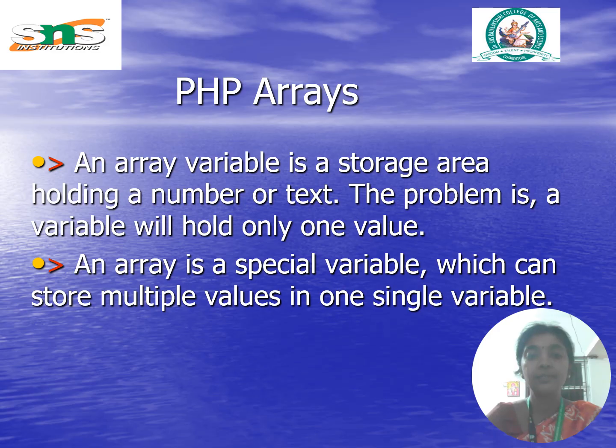In normal variables, we can store only one value. If it is number a is equal to 10, we can store only 10. In an array, in a single array variable, you can store more than one value. That is called an array. An array variable is a storage area holding a number of values or text.